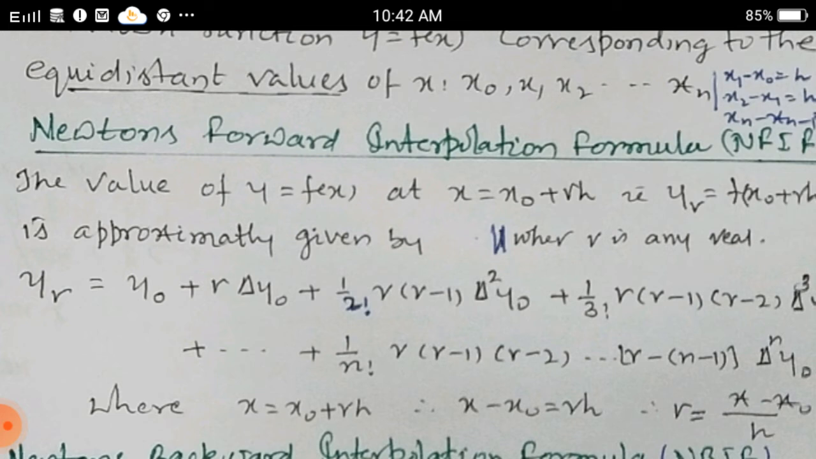Remember, Newton's forward interpolation formula is used to find the value of y at a value of x nearer to x naught, or the first half of the table. Next, Newton's backward interpolation formula, NBIF. You may read that as NBIF, Newton's backward interpolation formula. This is the formula.